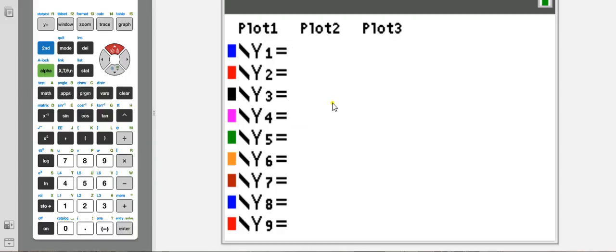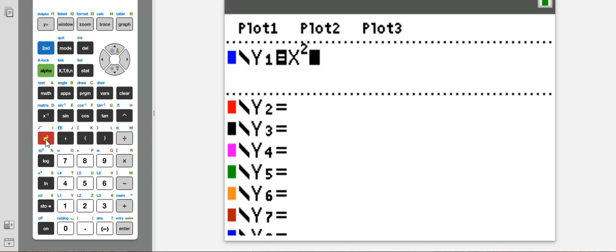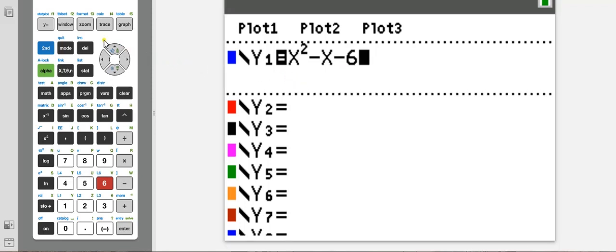So on your TI-84 graphing calculator, what you want to do is graph x squared minus x. Now be careful, there's a difference between this minus and that minus in the parentheses. When you want to start with the negative, you use this minus symbol inside the parentheses. And you want to graph this function over here.